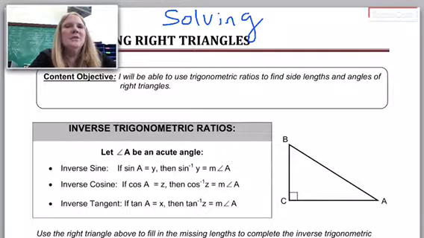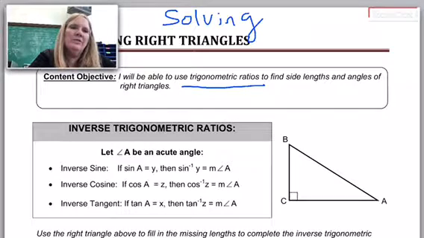This lesson is called Solving Right Triangles. We want to be able to use trigonometric ratios to find side lengths and angles of right triangles. We have been using our trig functions to find side lengths, and now we're going to look at finding the angle measurement given side lengths.